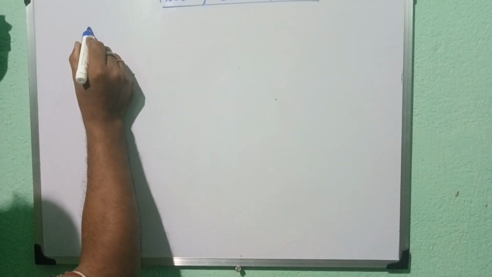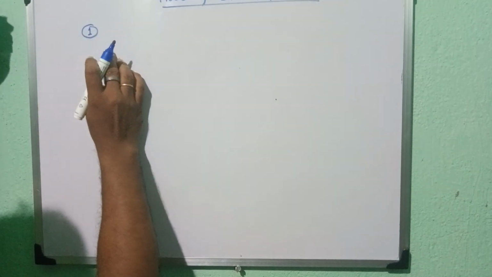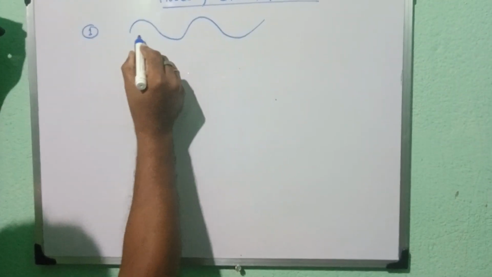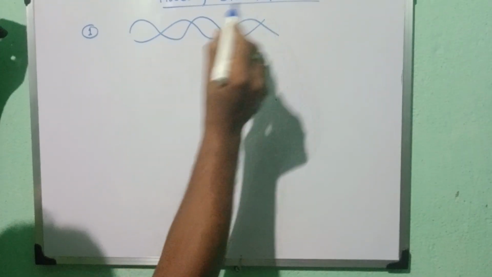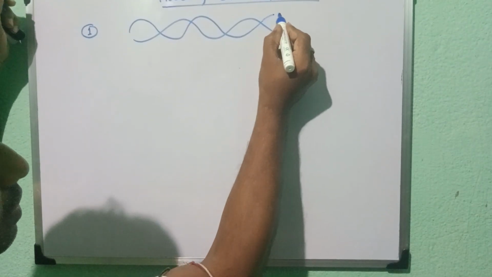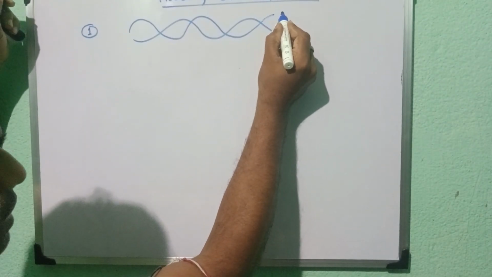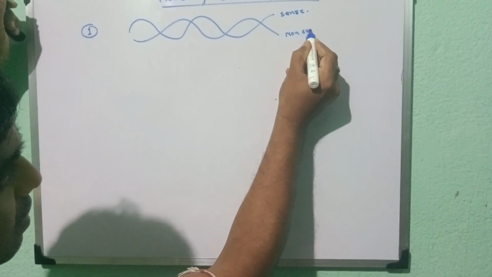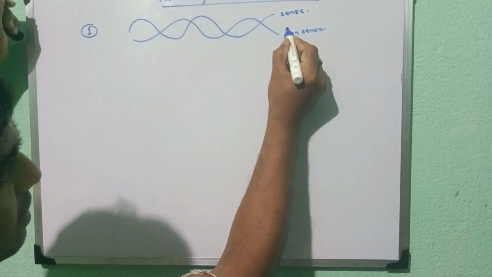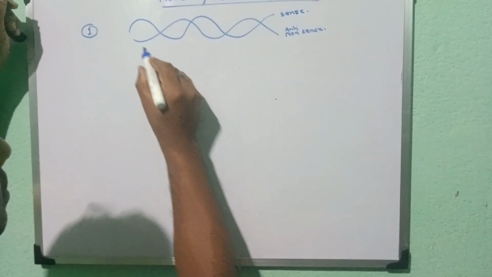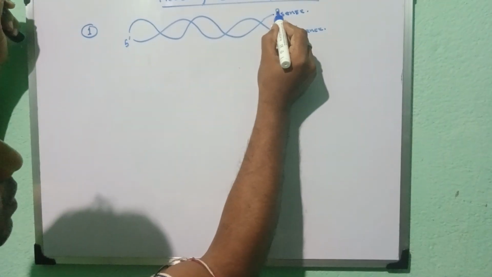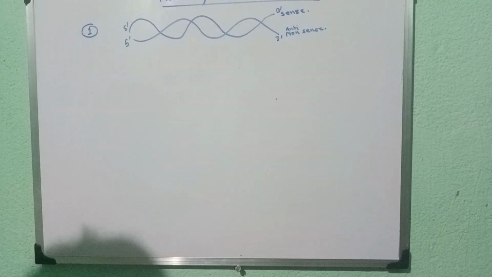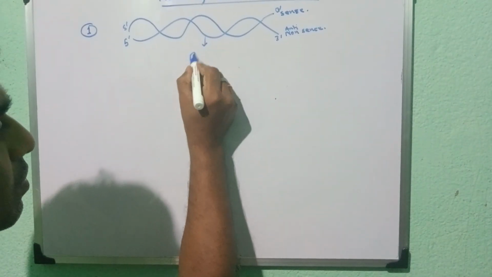As we know, DNA is double stranded. This is the sense and the antisense strand, called the antisense DNA strand, running 5 prime to 3 prime and 3 prime to 5 prime. These are the DNA double strands, and they replicate.